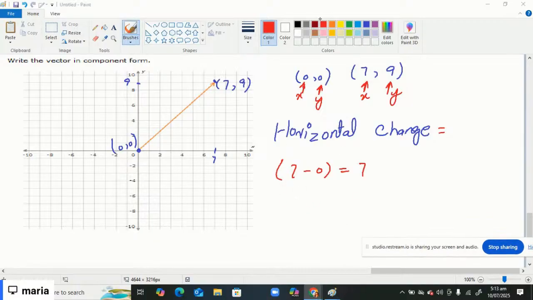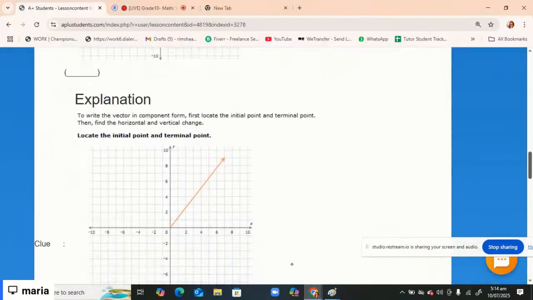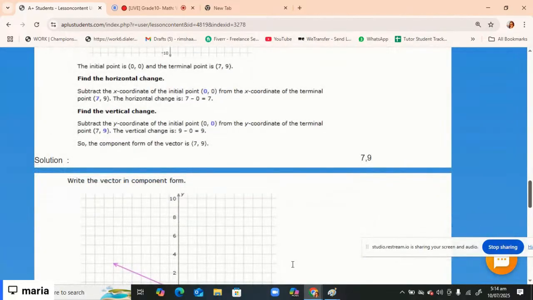Now what is the vertical change? Let's do it. Vertical change is 9 minus 0, which is 9. So how can we write it out? First of all, we write down the x value, then the y value. Horizontal represents x, that is 7, and vertical represents y, that is 9. So 7 and 9 is your answer.